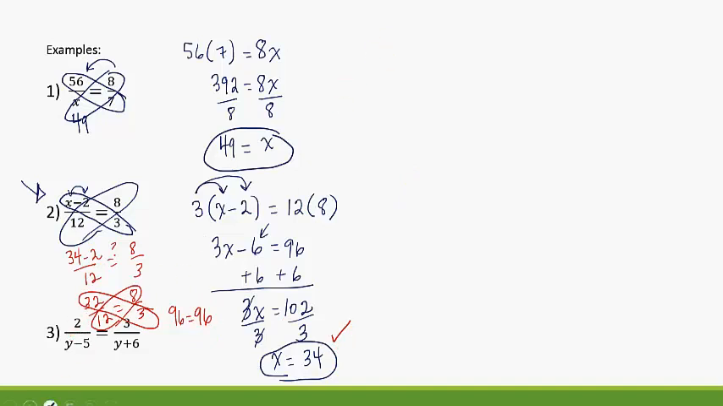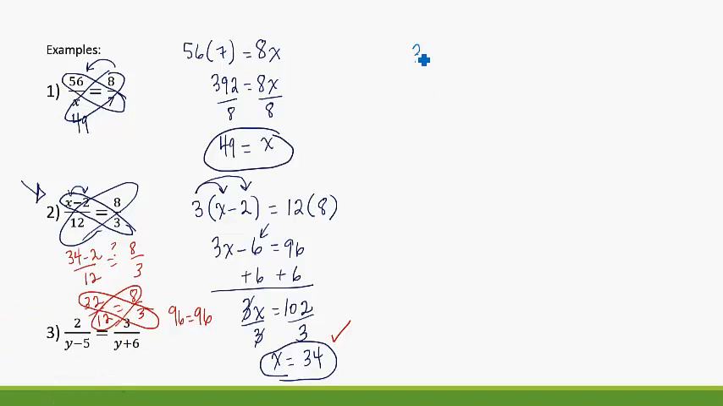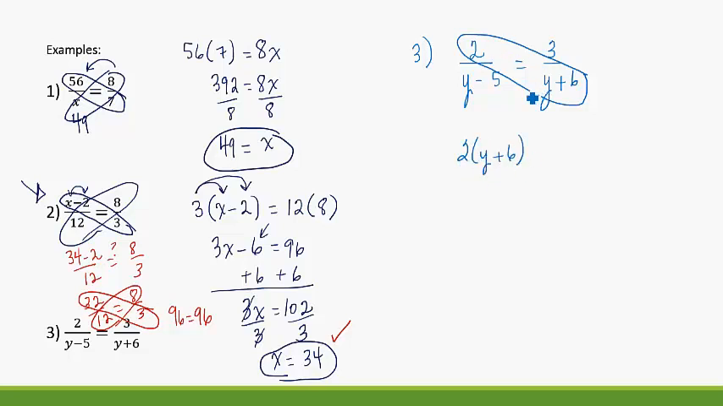Okay, so for number 3, I'll move this one up here. This one has an algebraic expression in both ratios. So again, we just need to remember that when we use our cross product principle, this is 2 times y plus 6, not just 2 times y. And then here, using my cross product principle, this is 3 times y minus 5.